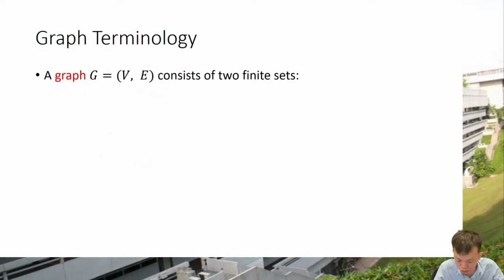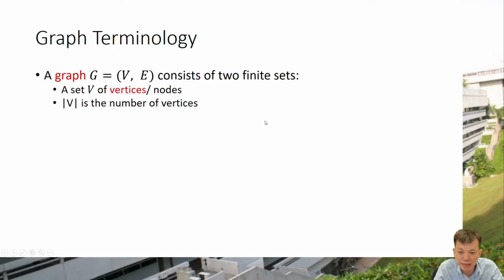I believe that those people, especially those taking discrete mathematics, they also tell you about the graph. It's formed by a set of vertices and a set of edges. Some books call them vertices, some books call them nodes, and so on and so forth. Then here I represent the number of vertices using this absolute value notation, to indicate the number of vertices.